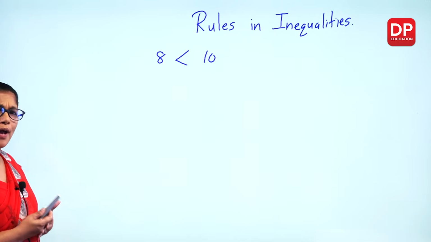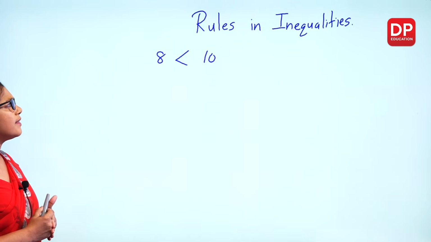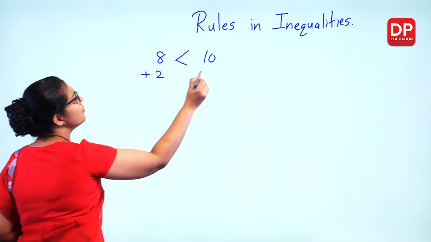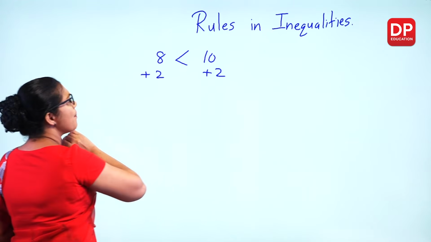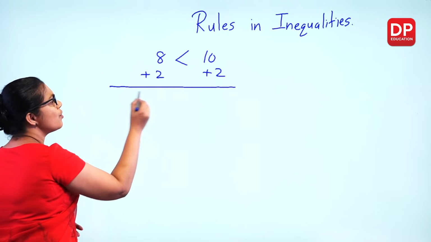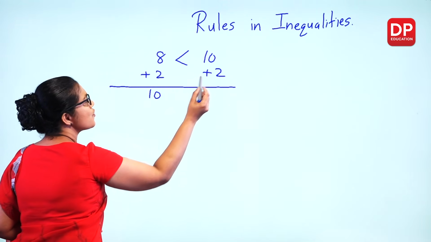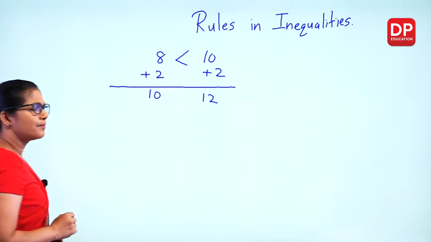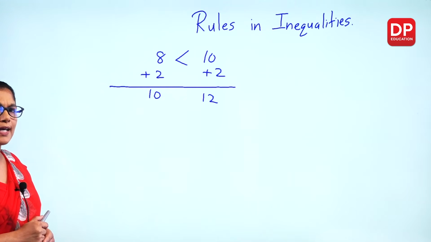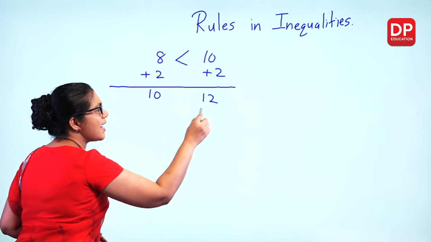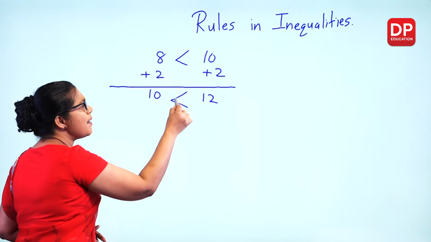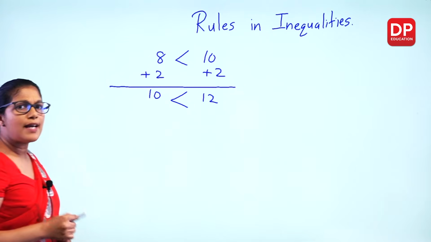Now we'll try to add a number to both these sides. I want to add 2. What happens? 8 plus 2 is 10. 10 plus 2 is 12. Now when you look at these answers, which one is greater? I can see 12 is greater. So I can use the same symbol that we used before.